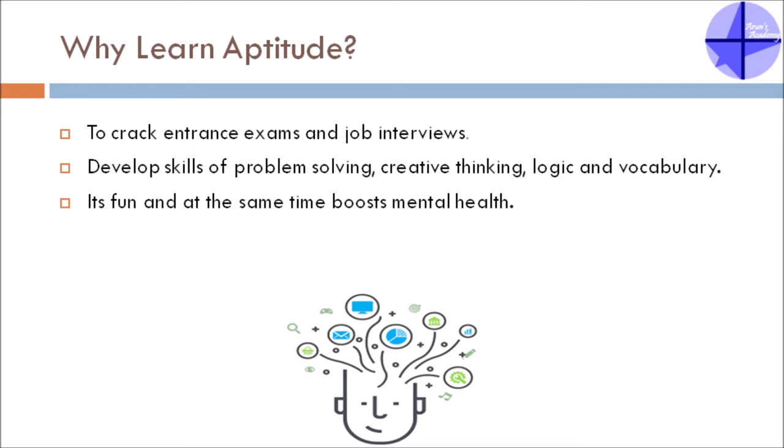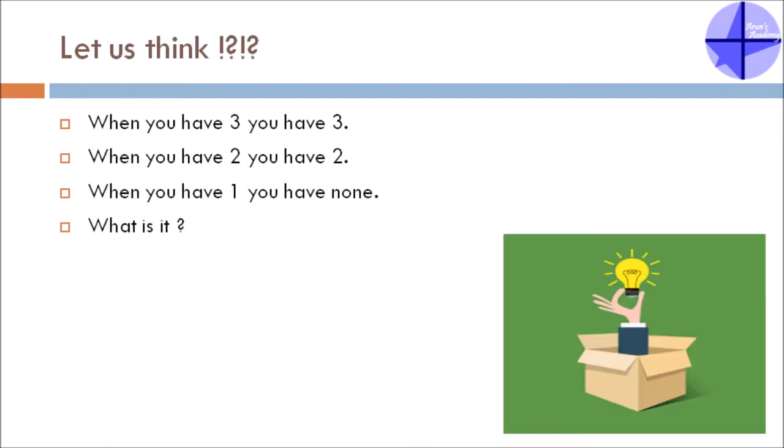Let me give you a very interesting example of how you should perceive this aptitude test, or generally an aptitude paper. Let us take this question and think. This question says, when you have 3, you have 3. When you have 2, you have 2. But when you have 1, you have none. What is it?